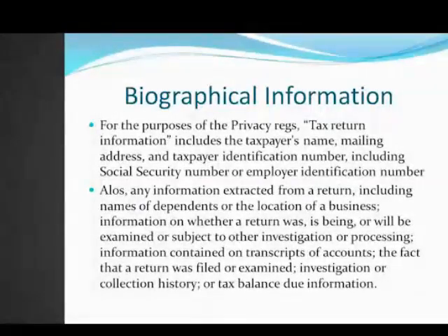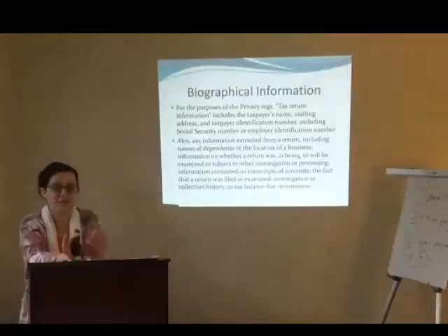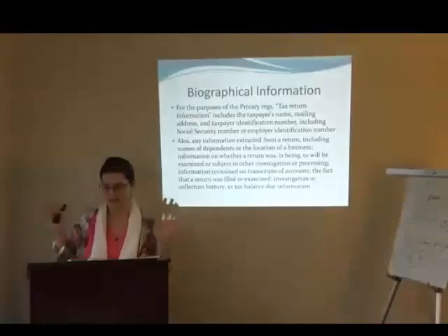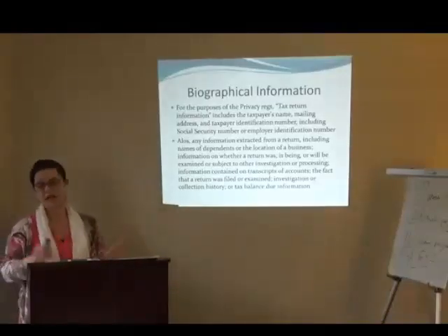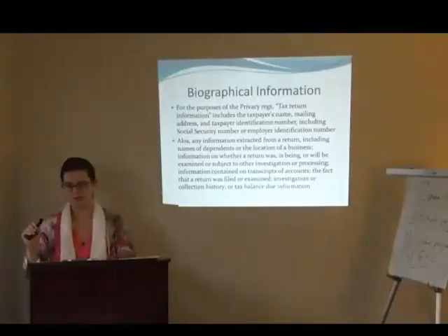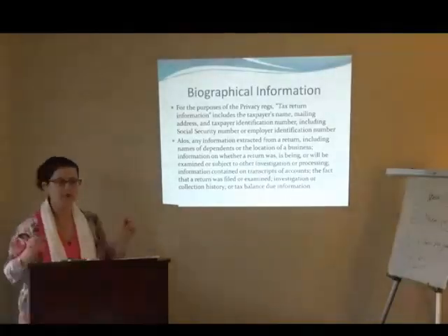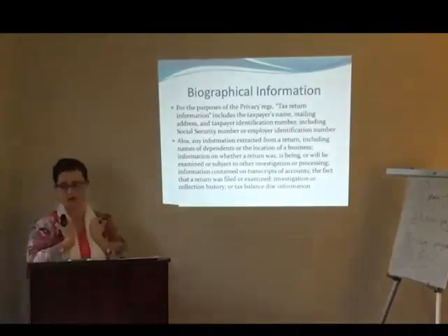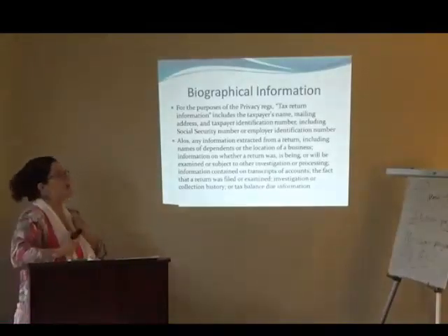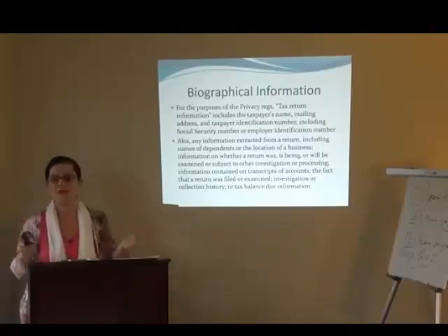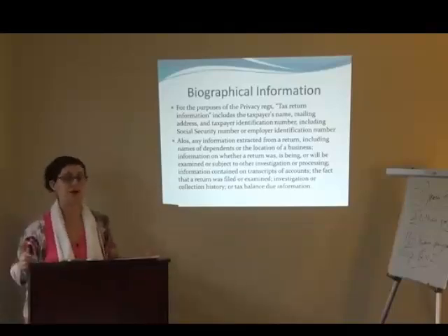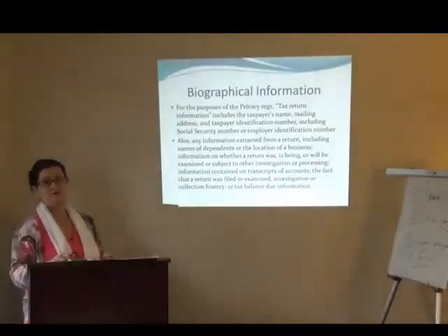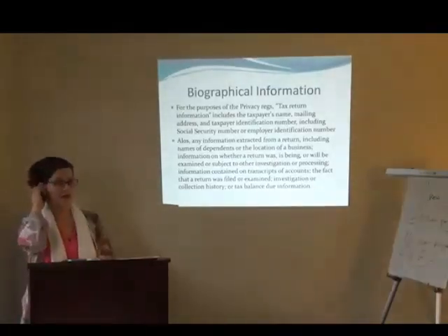The fact that it's public and he put it out there does not give you the authorization to give it to anybody else, right? You can say, hey, Google it if you want to look it up. But you are not allowed to disclose anything that you have collected from the taxpayer with regards to biographical information. This includes the names of dependents. When you have a divorced couple or an unmarried couple, what do you do then? You have an unmarried couple and they've got two kids together.